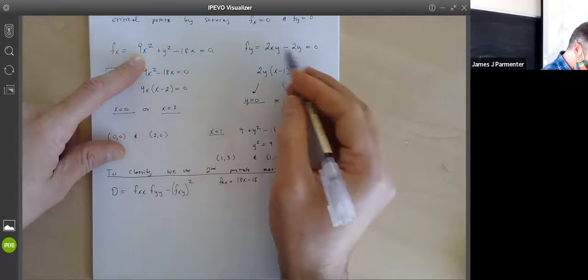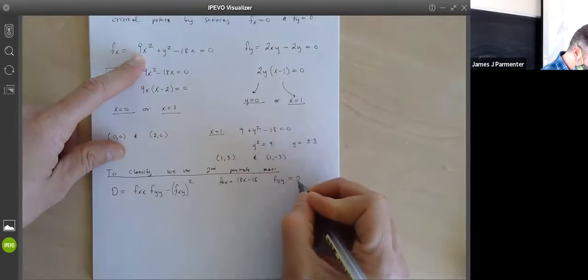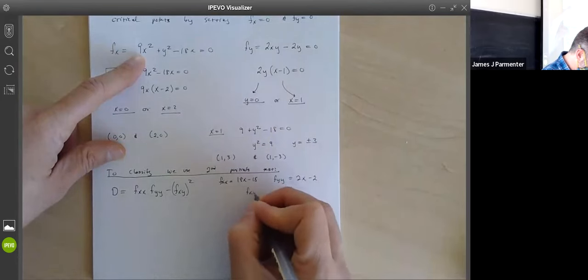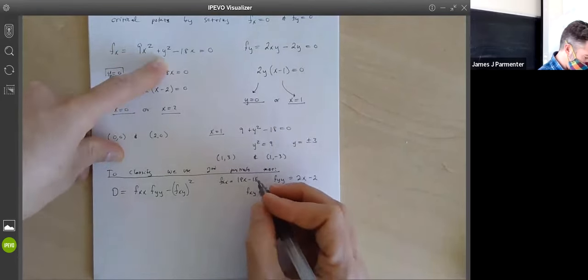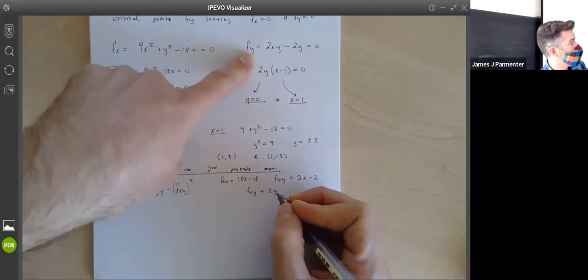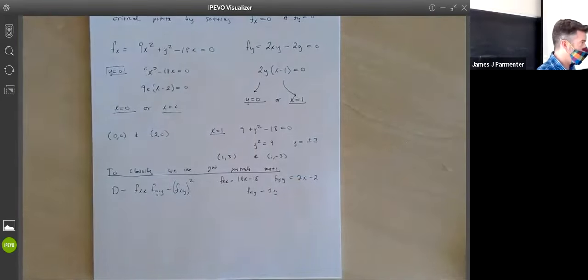F_yy, taking the derivative of this, y is going to be 2x minus 2. And f_xy, taking the derivative of this with respect to y, is going to be 2y, which is the same as f_yx, which it should be typically, right? f_yx and f_xy most of the time should be the same.